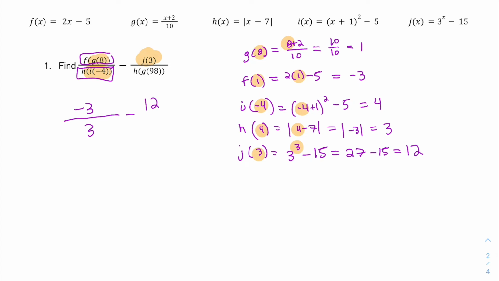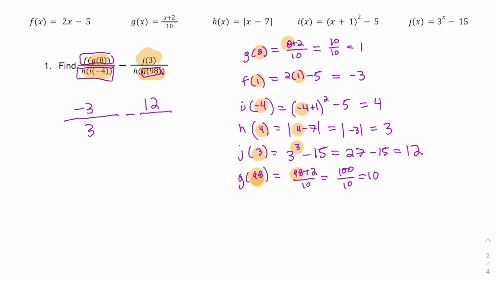So in the numerator, I have 12. In the denominator, I'll work inside out. So I'm going to start with g of 98. G of 98 is equal to 98 plus 2 over 10, which is 100 over 10, or just 10. So when I input 98 into my g function, I get out 10.